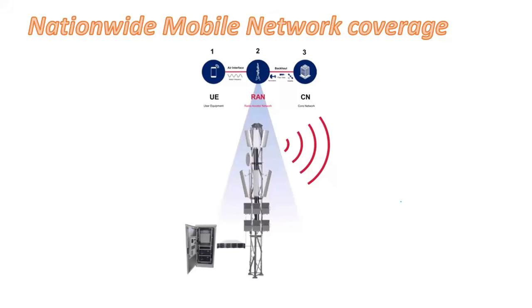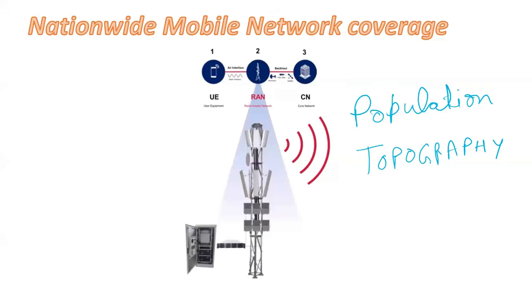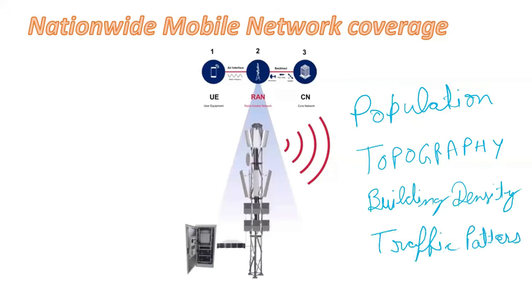So when you are planning the deployment of a radio access network, network operators consider various factors to design for coverage and capacity. Factors can be population density, topography, building density, or traffic pattern, right? So there can be many factors. By analyzing these factors, network operators can determine the optimal location and configuration of RAN. The ultimate aim is to ensure maximum coverage and capacity.